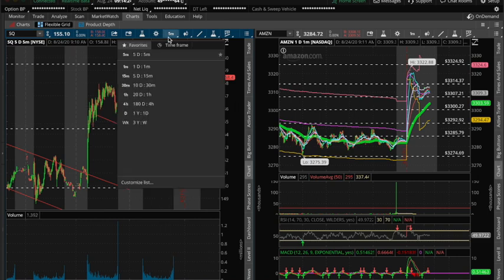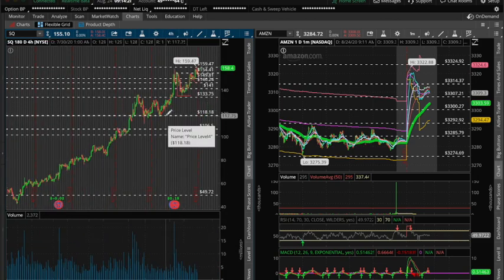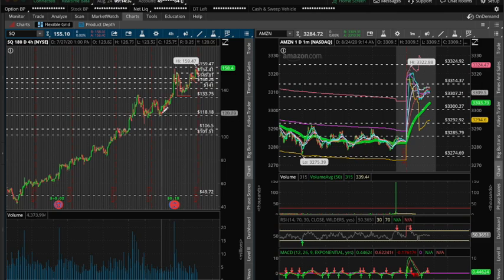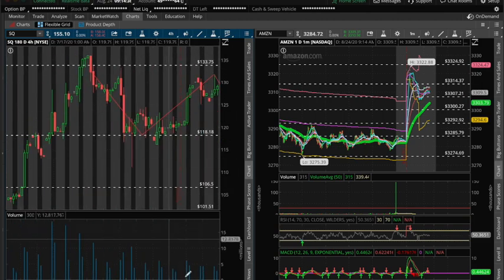So let's see if I can find any bearish patterns. All right, here we go. Another double top. Double tops, double bottoms, that's what I normally trade a lot. So let me take this off.